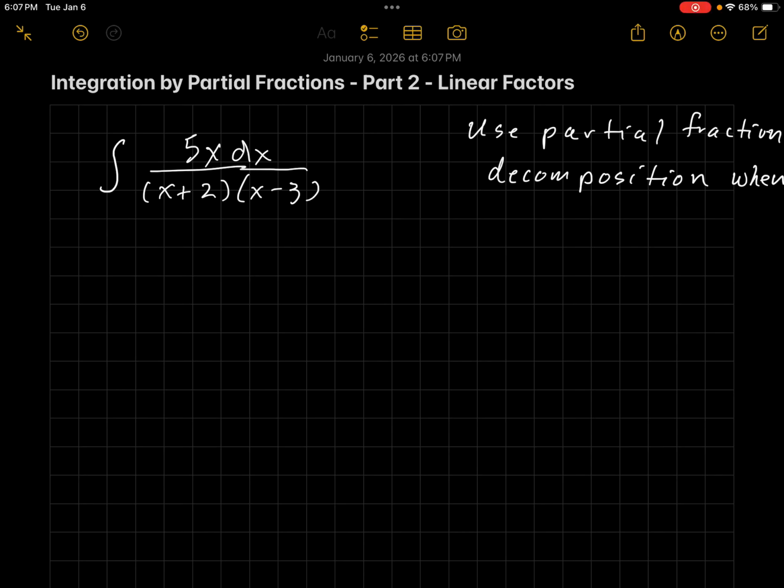Integration by partial fractions, Part 2, Linear Factors, this time with integration. If you would like to see how to do partial fraction decomposition, look at Part 1, Integration by partial fractions.